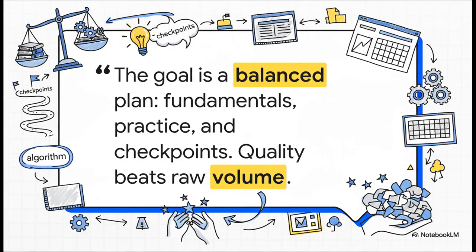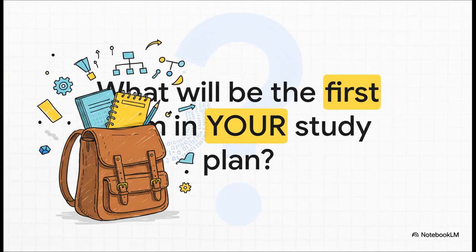If you take just one thing away today, let it be this. The goal is always a balanced plan. It's about combining fundamentals with practice, with regular checkpoints to make sure you're actually on track. Quality and consistency will always beat raw volume. So there you have it, the framework to build a smarter, more efficient DSA study plan. The only question left is the one that really matters. Using this method, what's going to be the very first item that you pack into your knapsack?